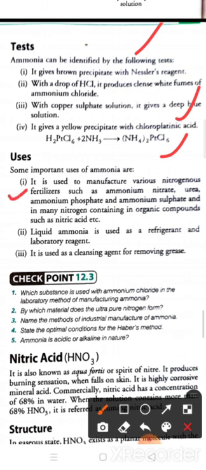Now the uses of ammonia. It is used to manufacture various nitrogenous fertilizers such as ammonium nitrate, urea, ammonium phosphate, ammonium sulfate, and in many nitrogen-containing inorganic compounds. Second, liquid ammonia is used as a refrigerant and laboratory reagent. Next, it is used as a cleaning agent for removing grease.